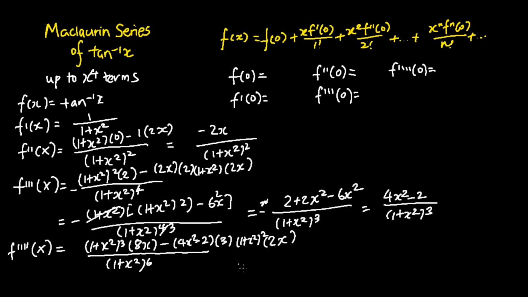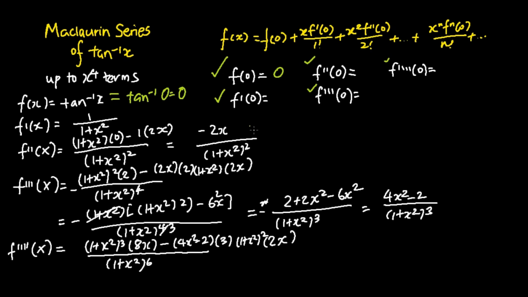Once we have found my f x, f prime x, f double prime x, f triple prime x, and f4 times prime x, I will move on to find my f0, f prime 0, f double prime 0, f triple prime 0, and f4 times prime 0 by substituting x equals 0 into the functions. So let's start with tangent inverse x. Substituting x equals 0, we basically just have 0, because tangent inverse 0 is 0. So my f0 is 0.